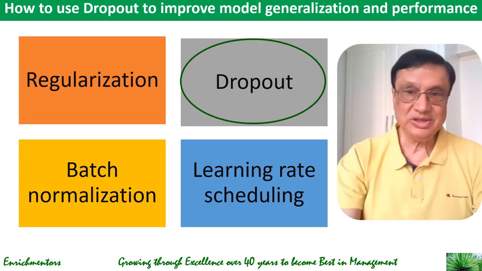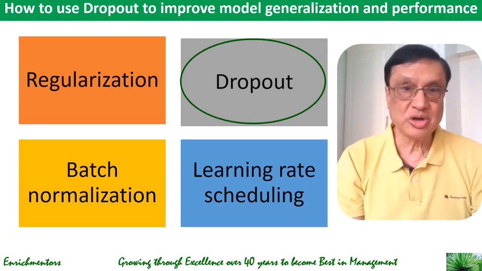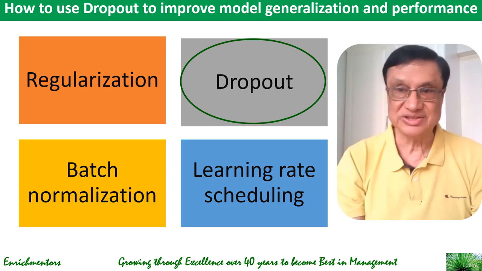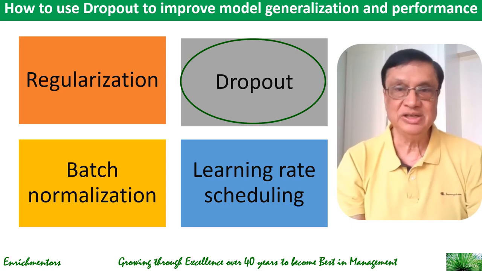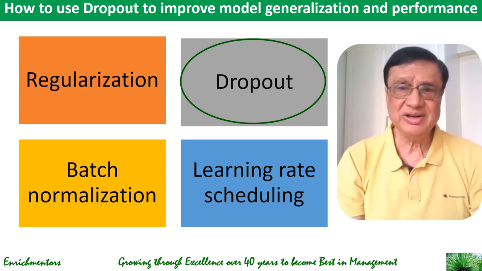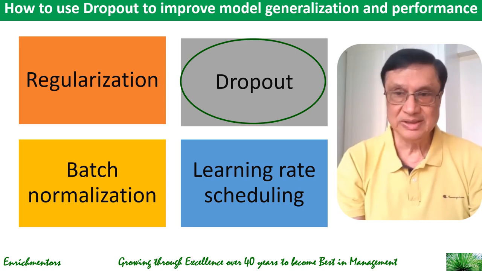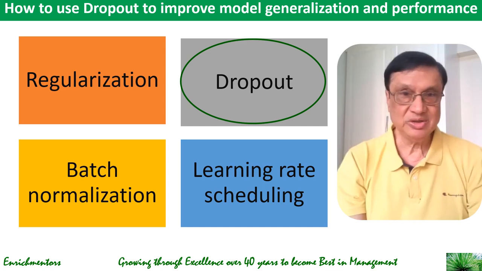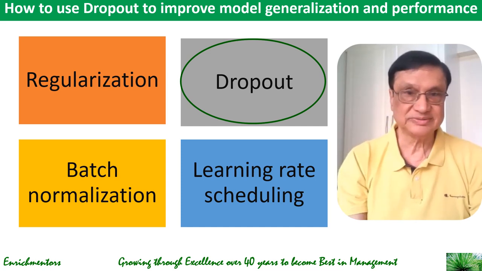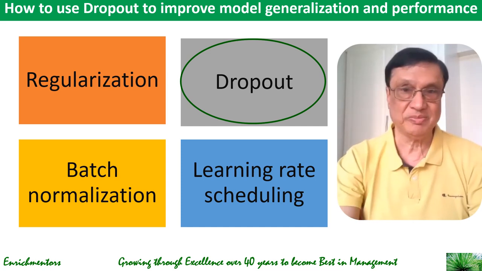So let's start with dropouts. How to use dropout to improve model generalization and performance. Here, by model generalization we mean the ability of the model to work in different scenarios and with different kinds of data, right? So how to use dropouts? Any thoughts? What is dropout and how do we use it to improve model generalization and performance?